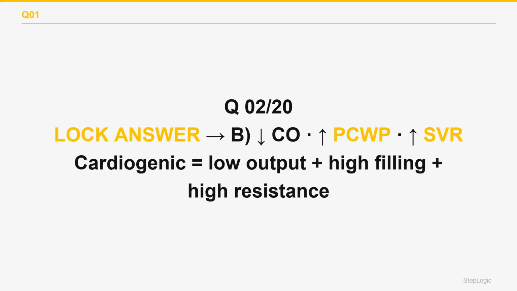Contrast the other profiles. Choice A is septic shock, high output, vasodilated. Choice C is hypovolemic shock, low output, low filling pressure, vasoconstricted. Choice D is septic or neurogenic. The S3 gallop clinches cardiogenic. It is the sound of blood hitting a dilated, non-compliant ventricle in early diastole.